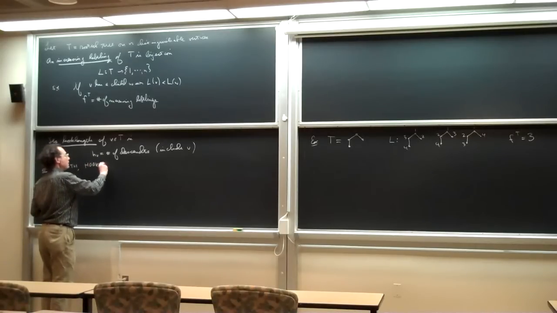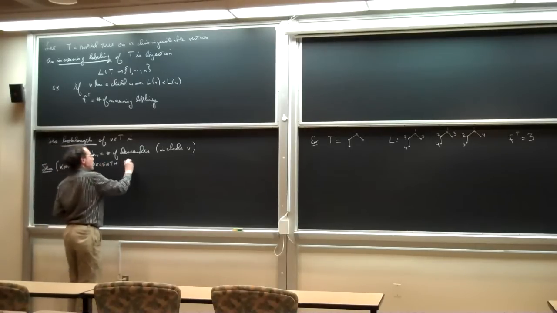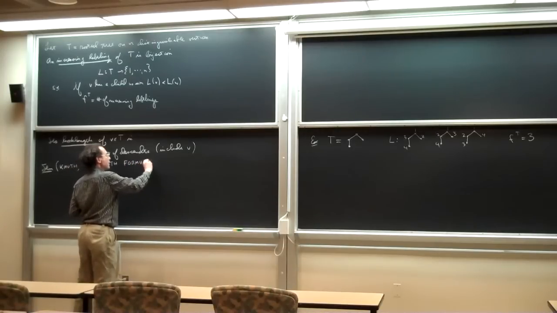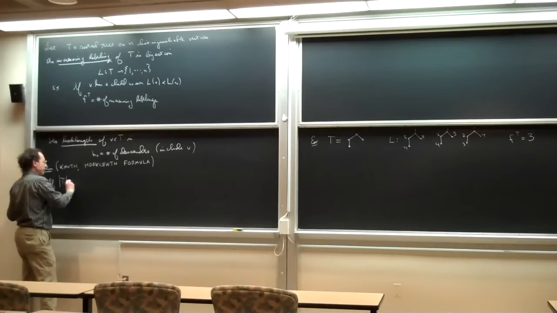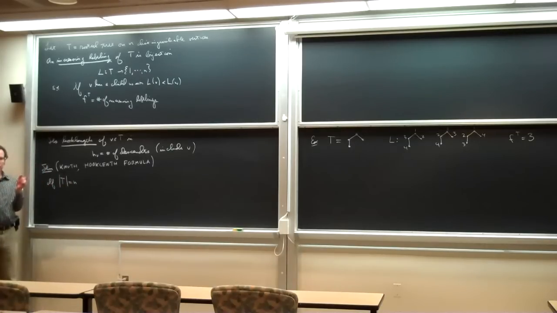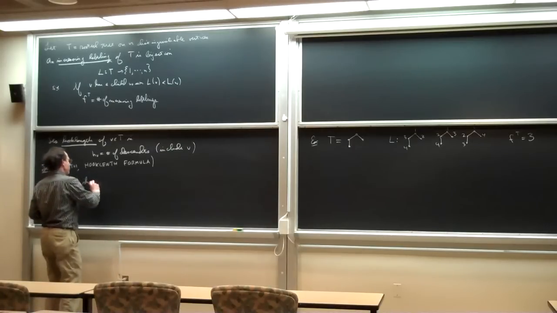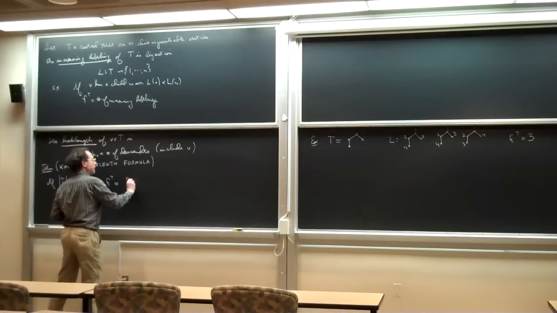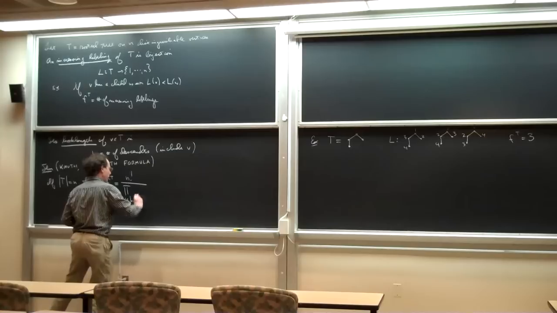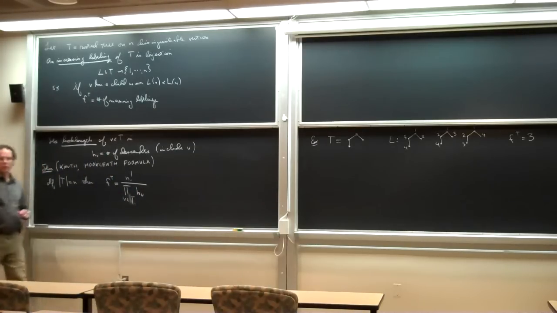Formula. And it says that if T has n vertices, so I'll use vertical bars to denote cardinality of the set, if T has n vertices, then there's a very simple and beautiful formula for the number of increasing labelings. It's n factorial over the product of all the hook lengths. You couldn't ask for something nicer than that.